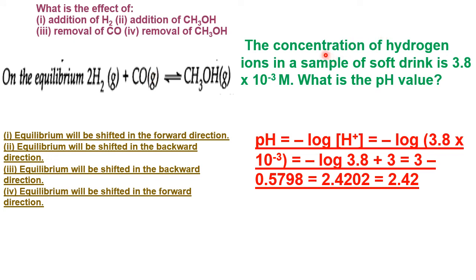Next problem. The concentration of hydrogen ions in a sample of soft drink is 3.8 into 10 to the power minus 3 M. What is the pH? Very simple. One mark question. pH equal to minus log hydrogen ion concentration. So minus log 3.8 into 10 to the power minus 3. This is very easy.